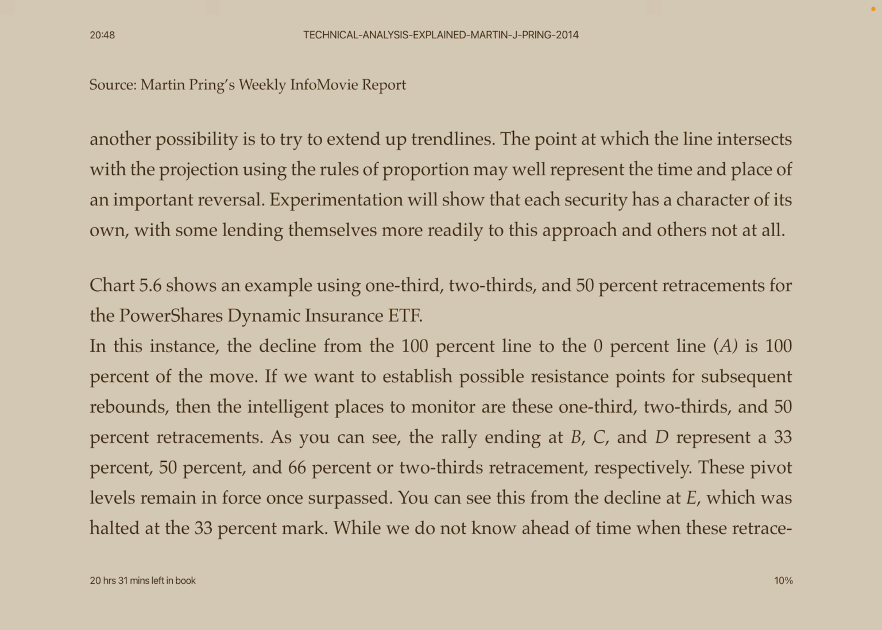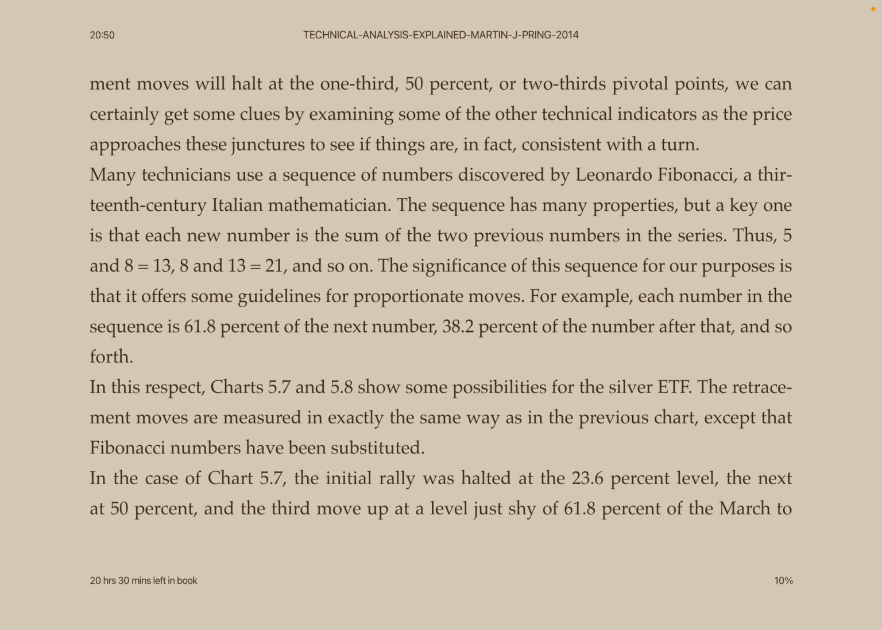As you can see, the rallies ending at B, C, and D represent a 33%, 50%, and 66% or two-thirds retracement respectively. These pivot levels remain in force once surpassed. You can see this from the decline at E, which was halted at the 33% mark. While we do not know ahead of time when these retracements will halt at one-third, 50%, or two-thirds pivotal points, we can certainly get some clues by examining some of the other technical indicators as the price approaches these junctures to see if things are in fact consistent with a turn.